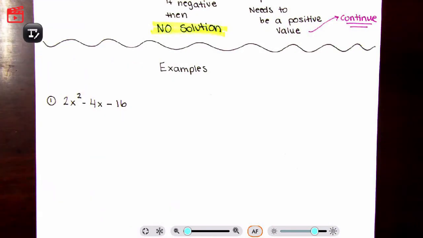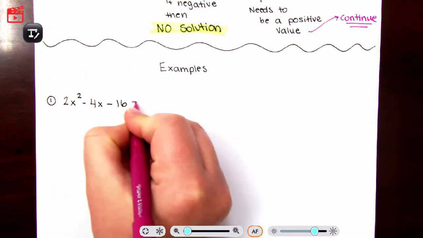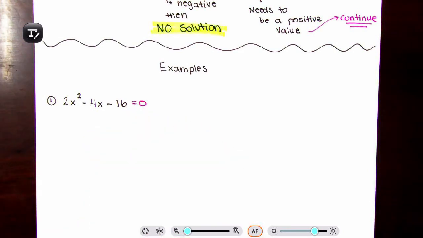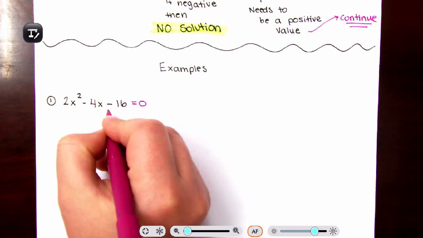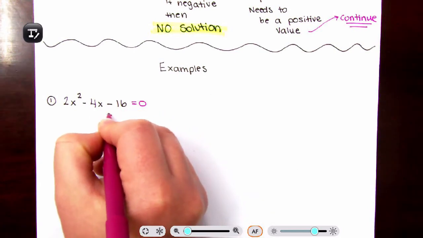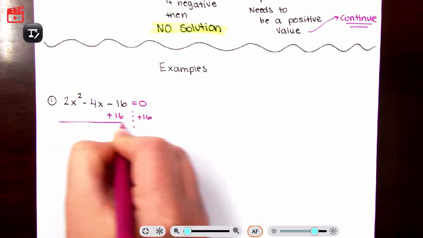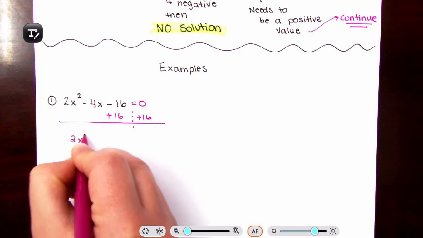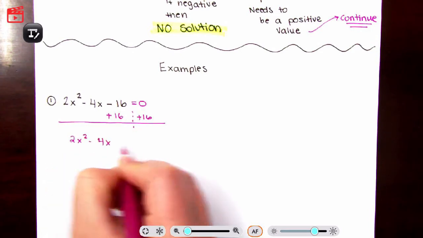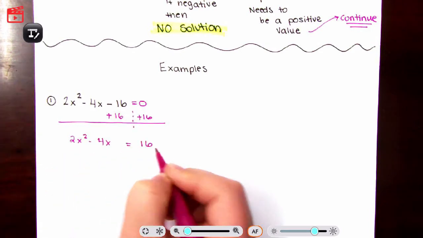Step number 1 is set the equation equal to 0. There it is, done with step number 1. Step number 2 is subtract or add the constant term from both sides. So here's my constant term. This is my C value. So in this case, I'm going to add 16 to both sides. So I have 2x squared minus 4x equal to a positive 16.